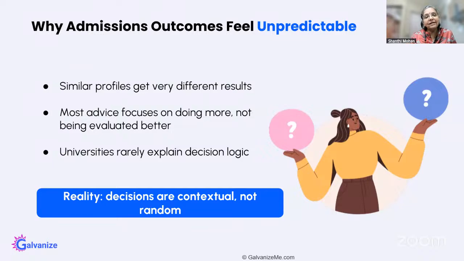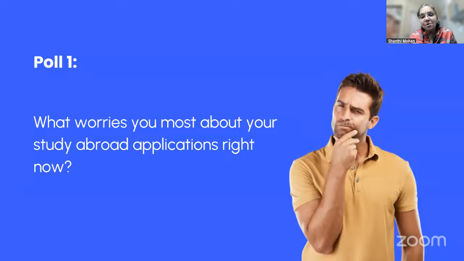So now that you know the reality is that decisions are contextual, not random, I would like to ask a few questions related to that first through our poll. Please do check this poll. What worries you most about your study abroad applications right now? I already set the stage in terms of how contextual it is and how each country considers your application in a different way. I'm hoping to get some answers. Feel free, there is no right or wrong answer here.